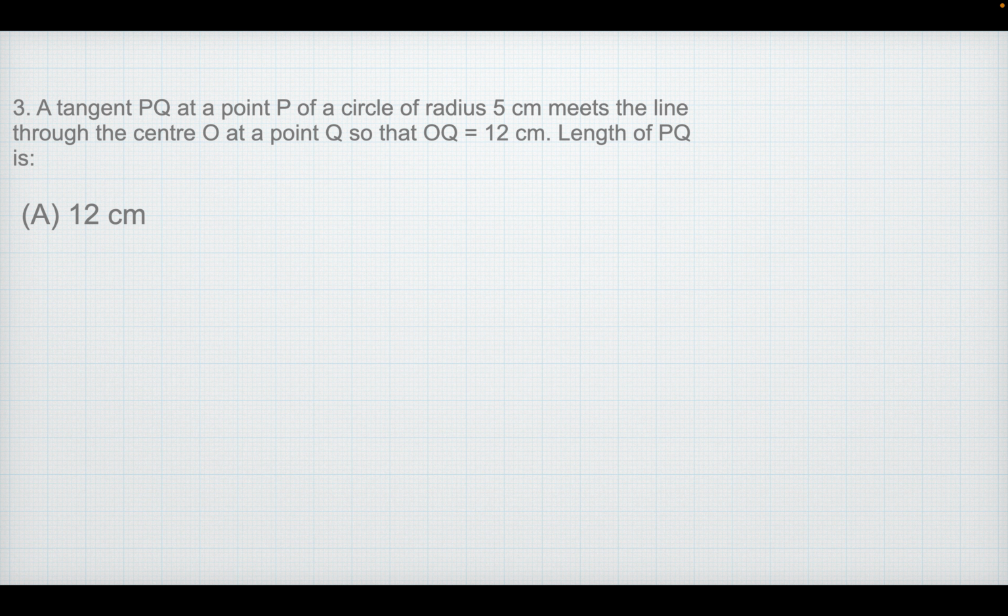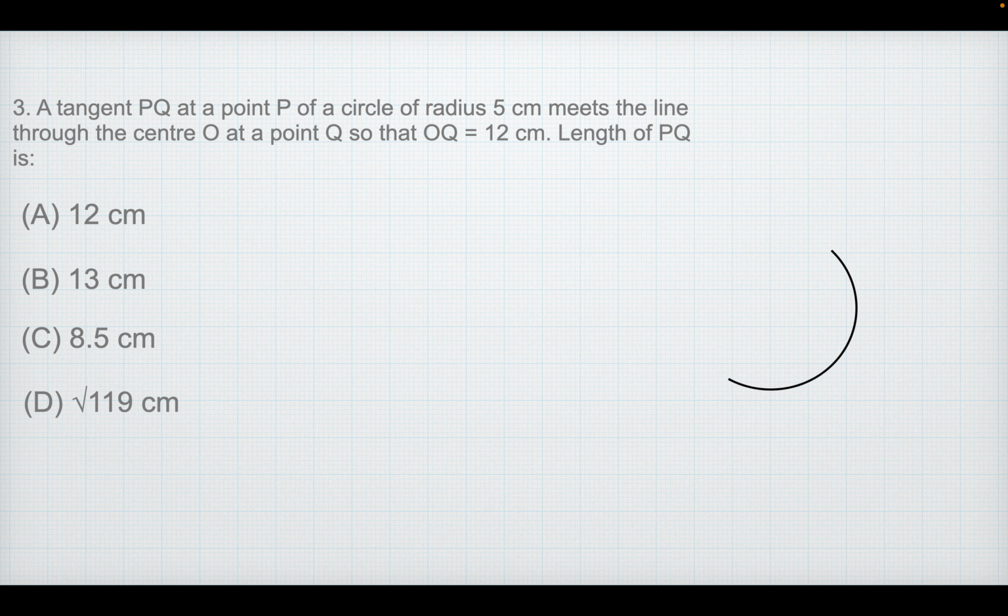The third question is, a tangent PQ at a point P of radius 5 cm meets the line through the center O at a point Q, so that OQ equals 12 cm. Length of PQ is. So we have 4 options. Let's try drawing a circle. It says a tangent PQ at point P of a circle.